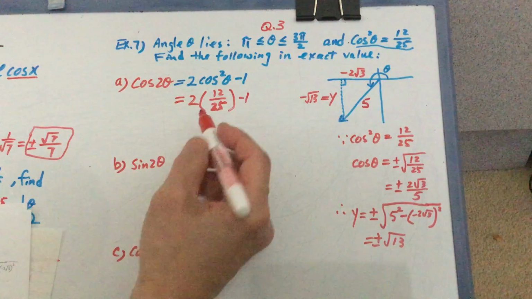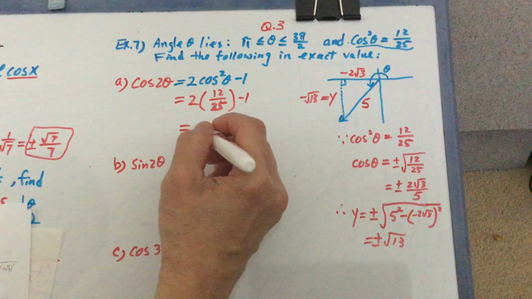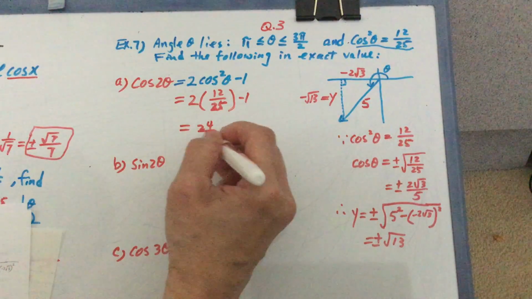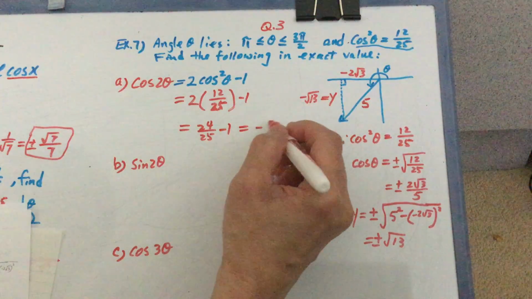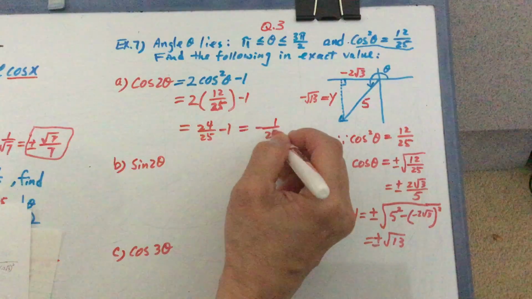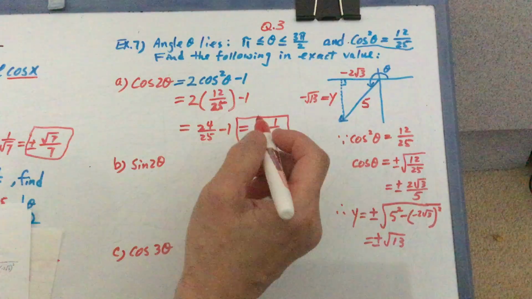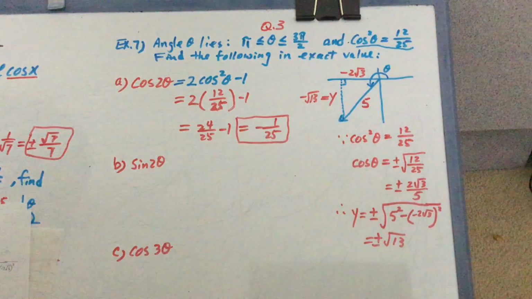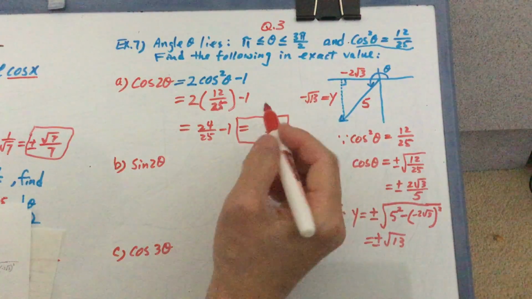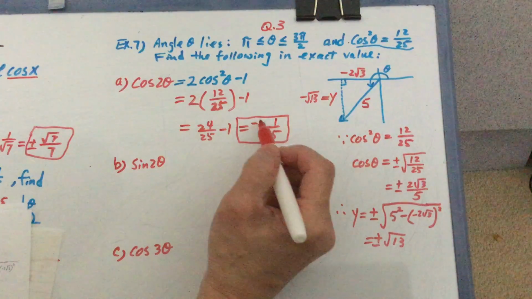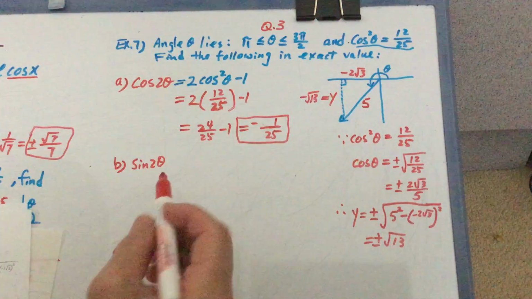So I can quickly work this out to be 24 over 25 minus 1. So your final answer will be a minus 1 over 25. Let me just make sure that I show this negative sign clearly. So it's a minus 1 over 25. Next one, sine 2 theta.